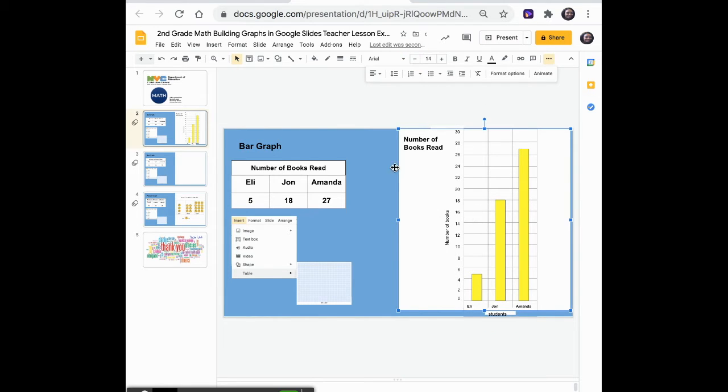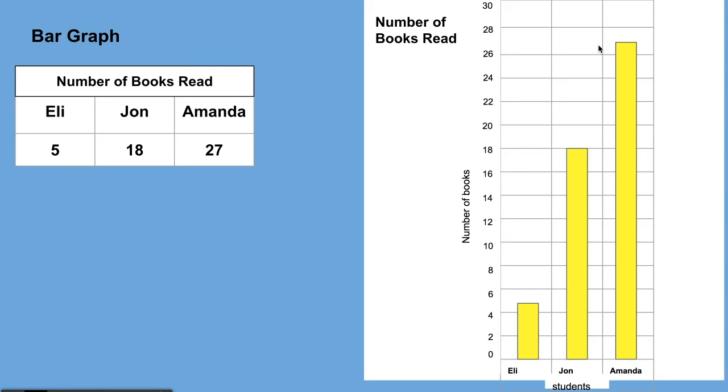Awesome. Now, as promised, I am going to enter present mode so that you can see what it looks like on your students' end. All of this will be legible to them. All right, now it's larger. You can see the numbers clearer, the labels, the names of the students. Looks good.